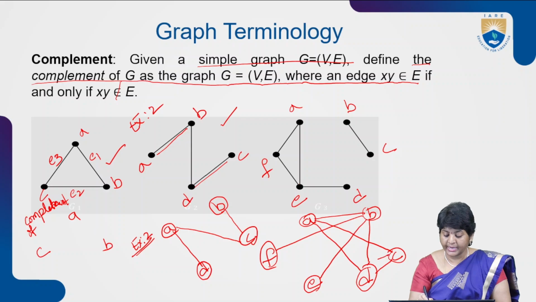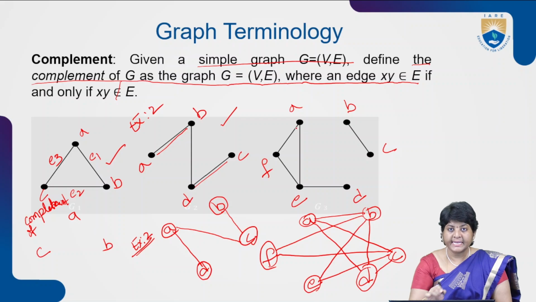No. So C to E we need to establish. Next, C to F is there? No. So C to F we established. Next, C to A is there? No. So we established C to A. Next, coming to the vertex E. E is connected to D.